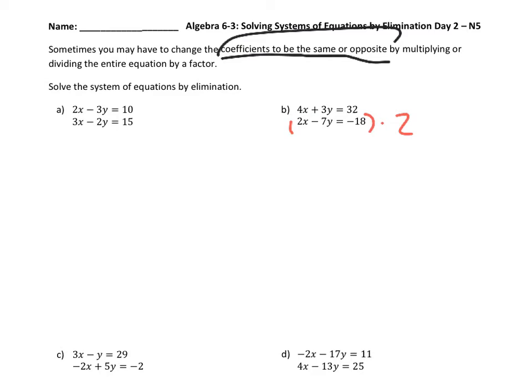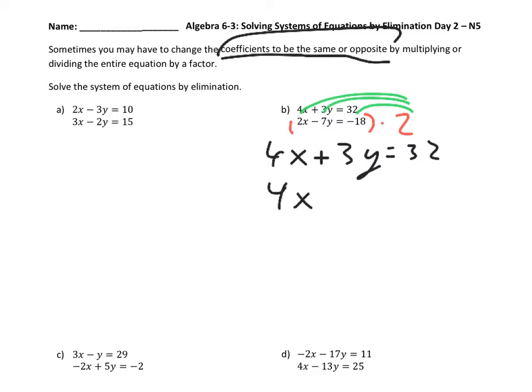So I'm going to rewrite the two equations. 4x plus 3y equals 32. And I'm going to distribute the 2 to every single term in the second equation. 2 times 2 is 4x. 2 times negative 7 is negative 14y. 2 times negative 18 is negative 36.